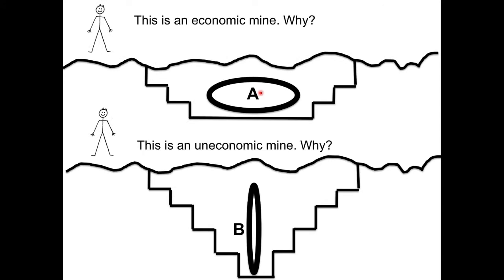So now compare the two. We've got A on top and B on bottom. And I'm going to go ahead and tell you that the example on the top is an economic mine, and the example on the bottom for ore deposit B is an uneconomic mine. And I want you to think about why.